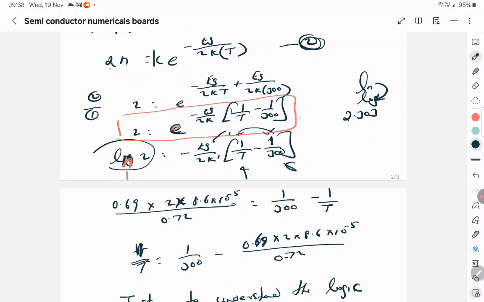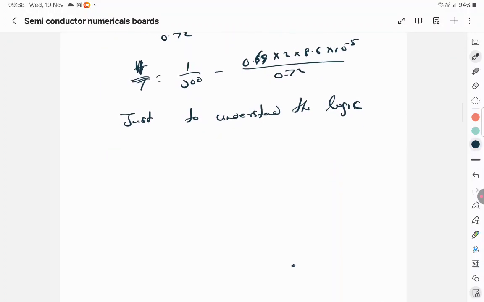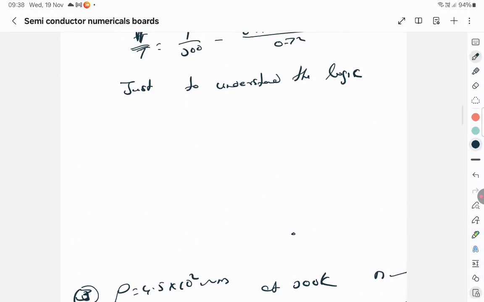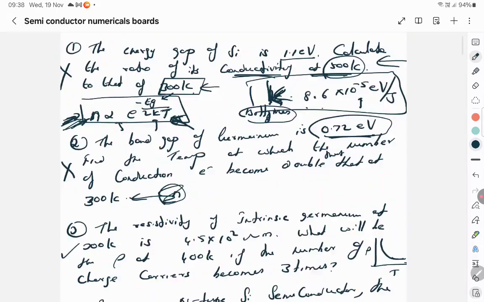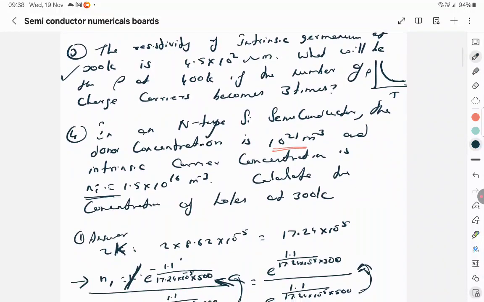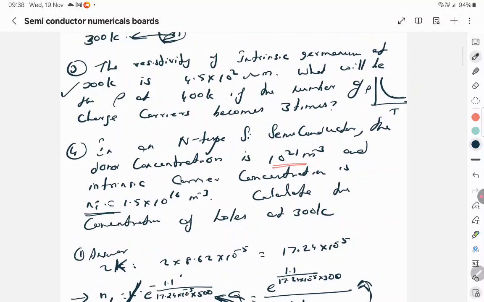You can leave it like that, or you can apply log on both sides. This is ln 2, natural logarithm. You can do this sum because you know ln 2's value is 0.69. This is only for entrance exams, not for your board exam, just to understand how it proceeds. So let's go to the next question, just for you to understand the logic. Nothing more. The third question is about the resistivity at 300 Kelvin that is given.